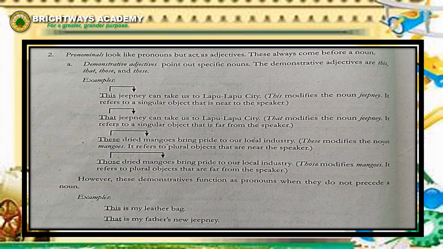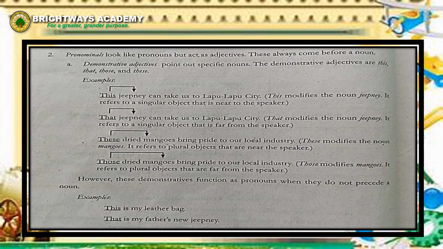Another demonstrative adjective, those. Those dried mangoes bring pride to our local industry. So the demonstrative adjective those modifies mangoes. It refers to plural objects that are far from the speaker. So it is in the plural objects, but it is far from the speaker. So, he is pointing at those dried mangoes that bring pride to our local industry.